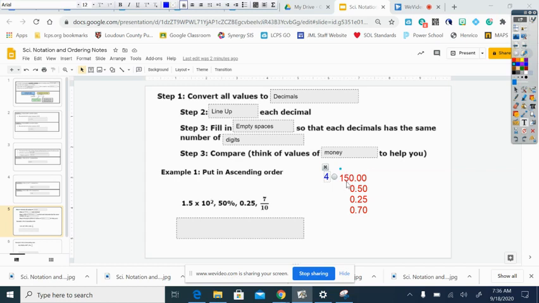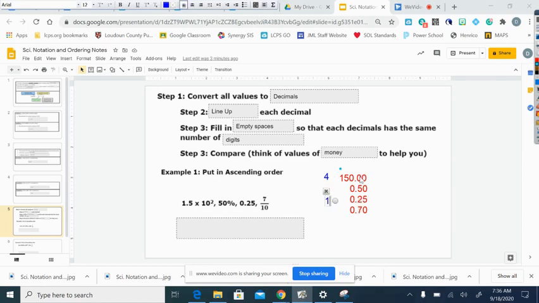Next, I'll check my 5. Still nothing else. Then I look and I see zeros. So all of these are zeros. I can't do anything here. I'll go to my next column. In this column, I see 5, I see 2, and I see 7. Well, just looking here, if I have a 5, a 2, and a 7, I know 2 is the smallest. So I'm going to say that the 2 here, the 0.25, would be my first, and that would be my smallest number.